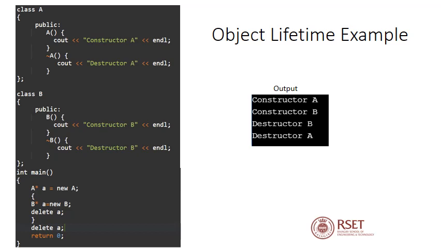Now after that particular statement, A star a equal to new A, there is an inner block in the main function, and in the inner block we have another statement, B star a equal to new B. Now we are creating an object reference for class B, also using the same object reference name, small a. This is possible, and in this case the scope of the outer variable a will be hidden. And here in the inner scope, a will refer only to the object of class B.